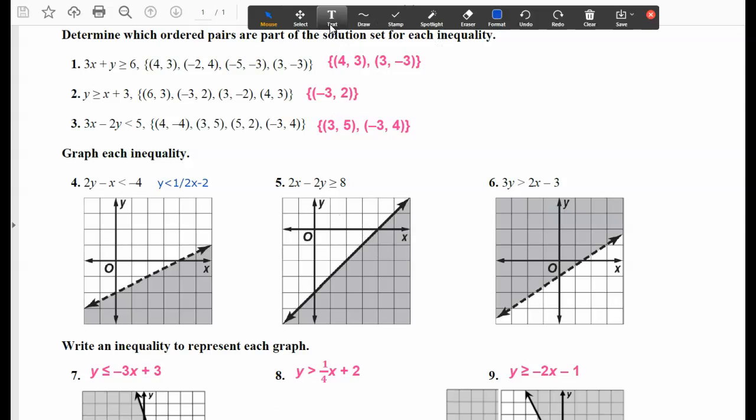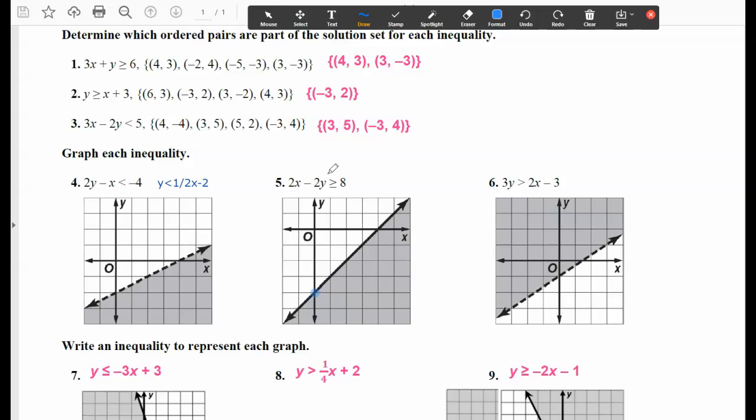And number 5, that is in standard form. So just because it's in standard form, I would maybe plot my y-intercepts and my x-intercepts. So what I mean by that is I would put 0 in for x. So x is 0 along this line here. So when x is 0, you get 8 divided by -2, which is -4. So that's why this point exists.